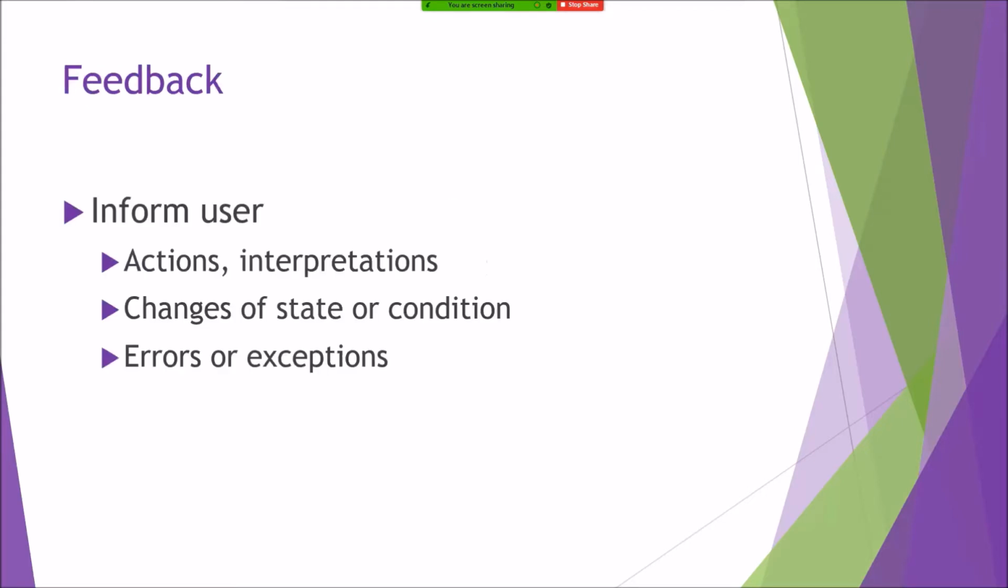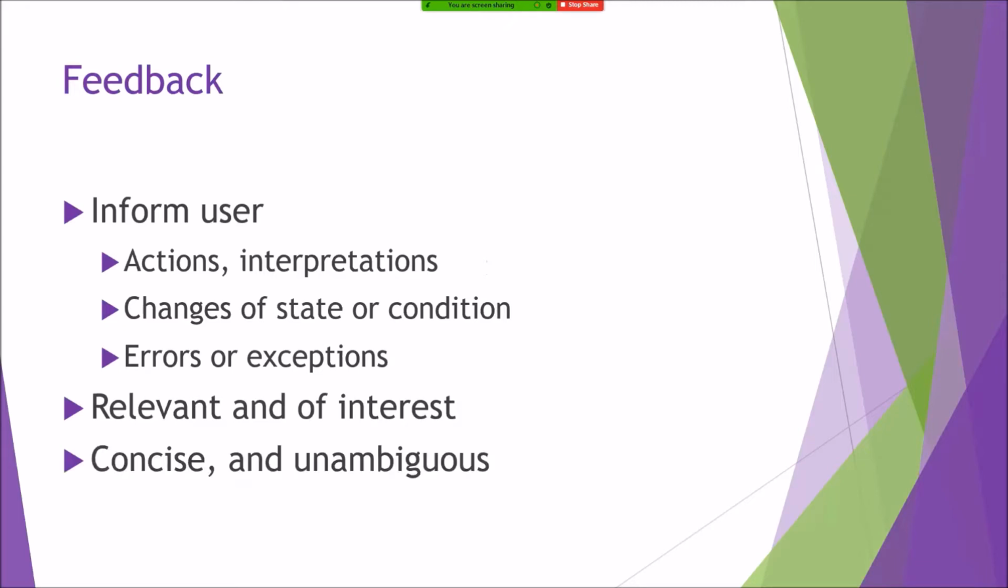Feedback informs the user of actions and interpretations, changes of state or condition, and errors or exceptions. Feedback keeps the user apprised, preferably unambiguously, of what they can or should do next. It's relevant and of interest, and again, concise and unambiguous.